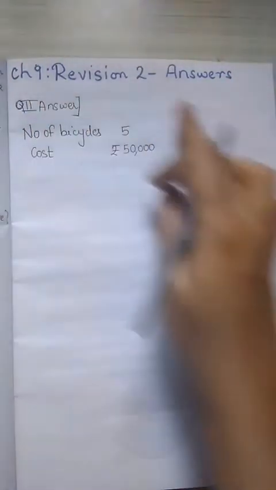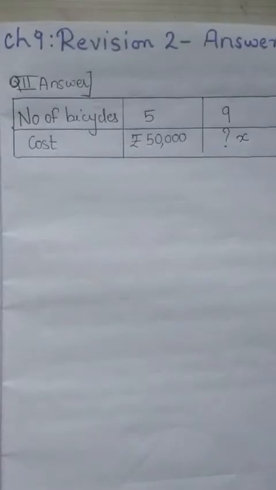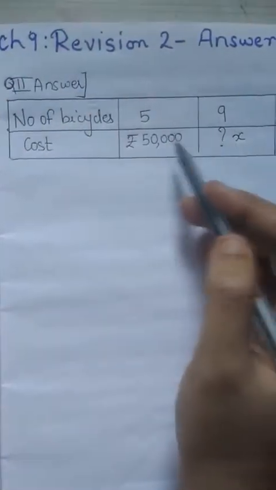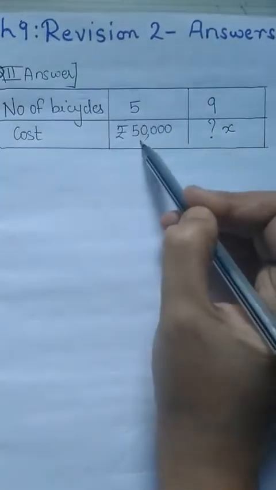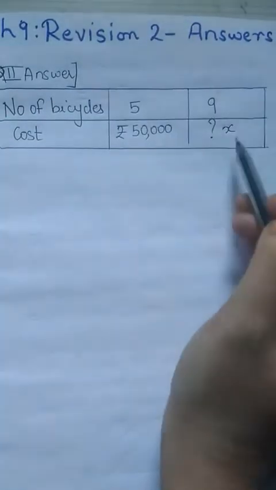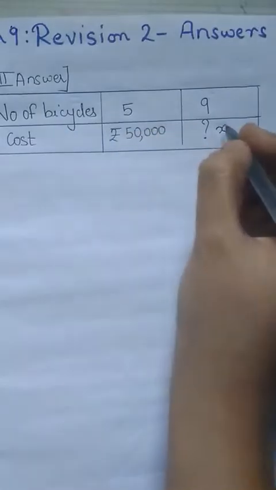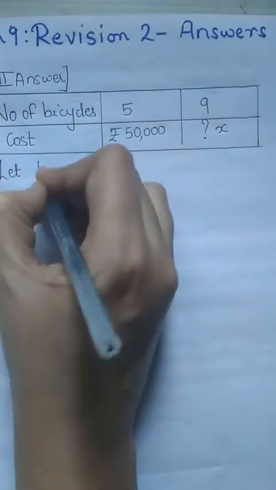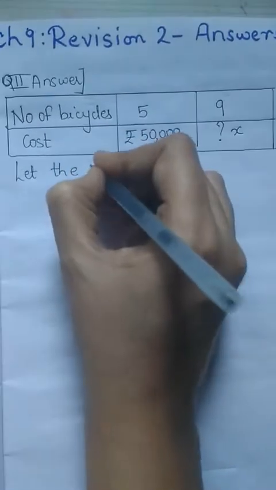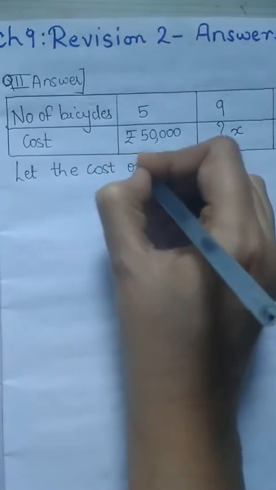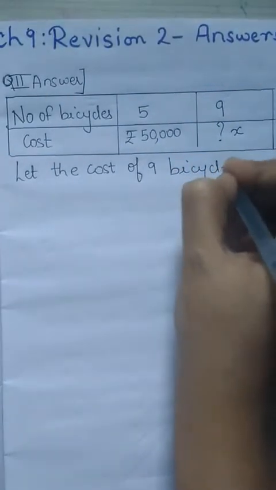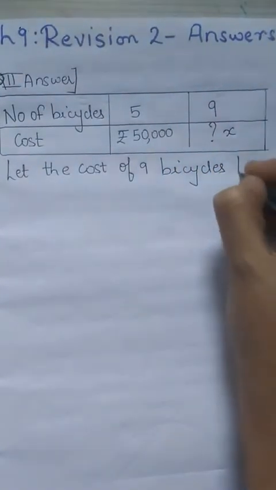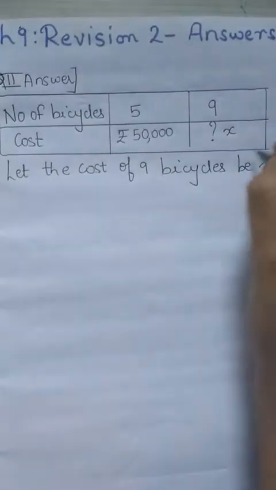Okay, now I will draw the lines over here. Alright girls, I have drawn the box over here: number of bicycles and cost. So 5 bicycles cost 50,000, 9 bicycles cost how much? So X. Since we have taken this X, we will write it over here. Let the cost of 9 bicycles be X.